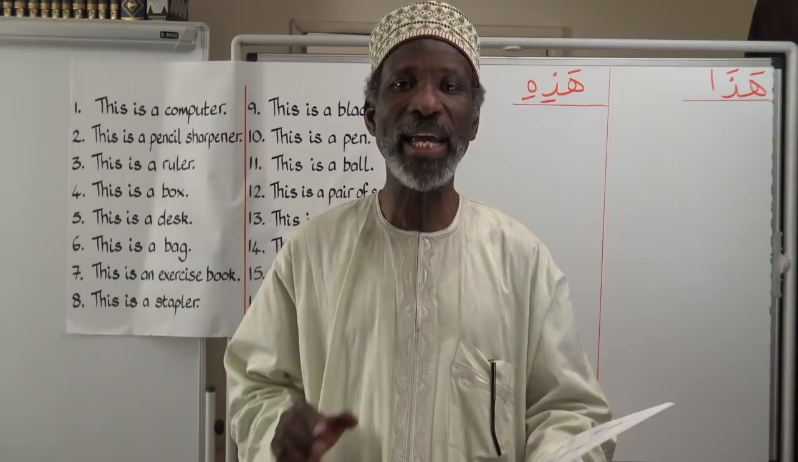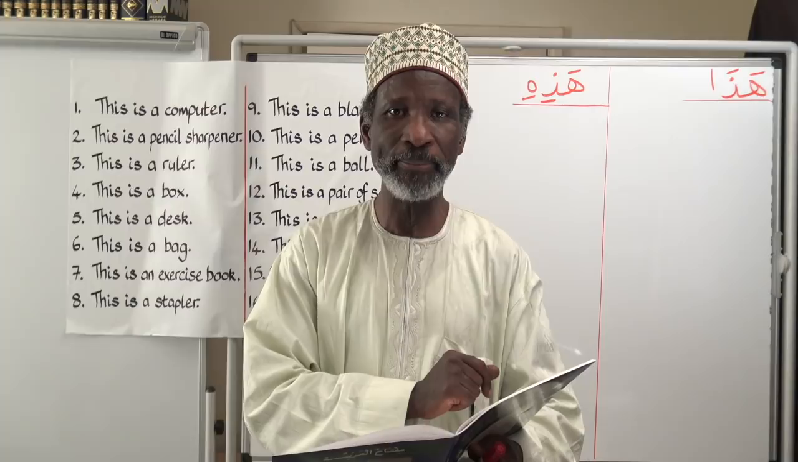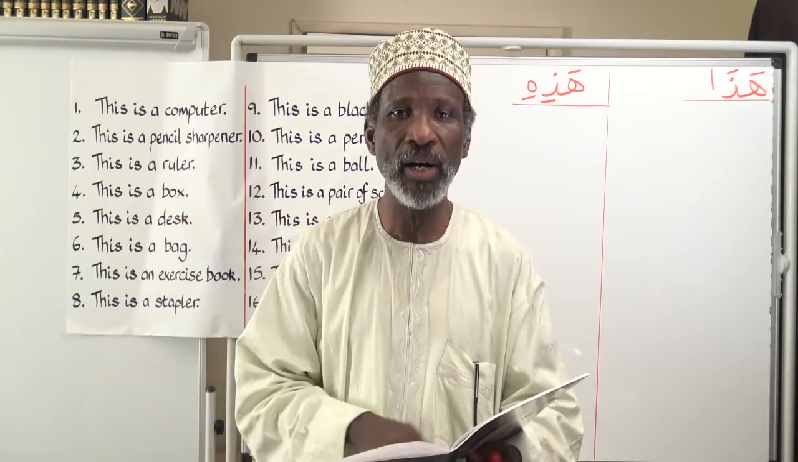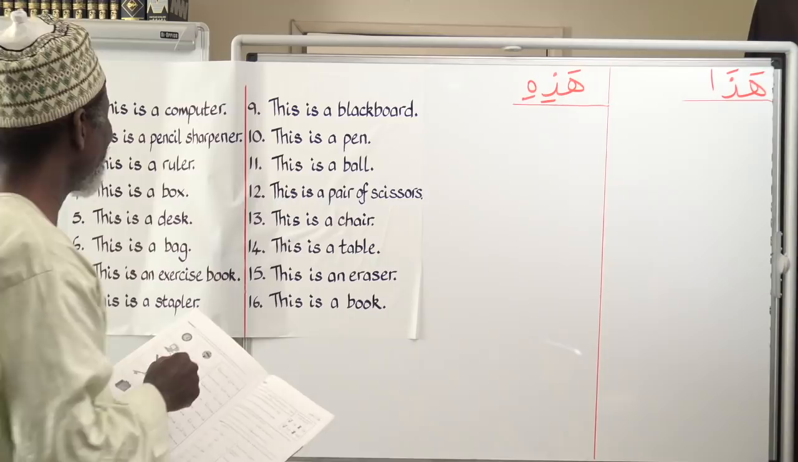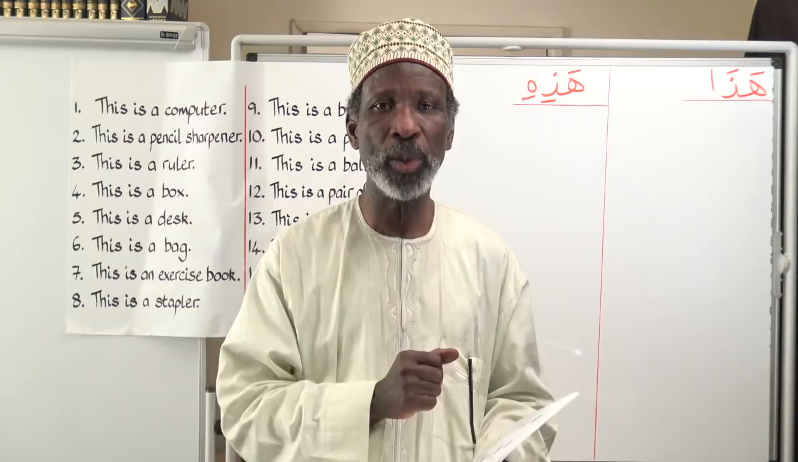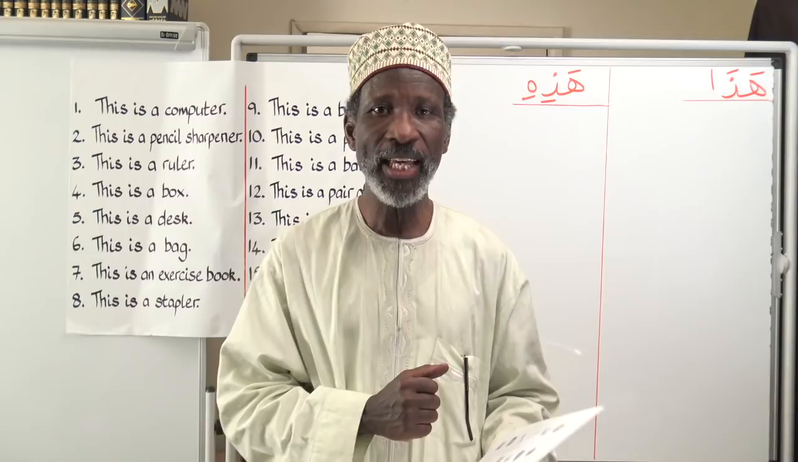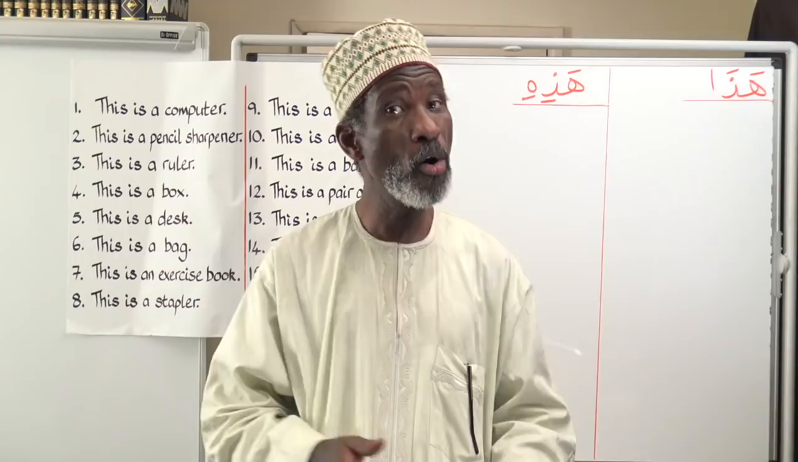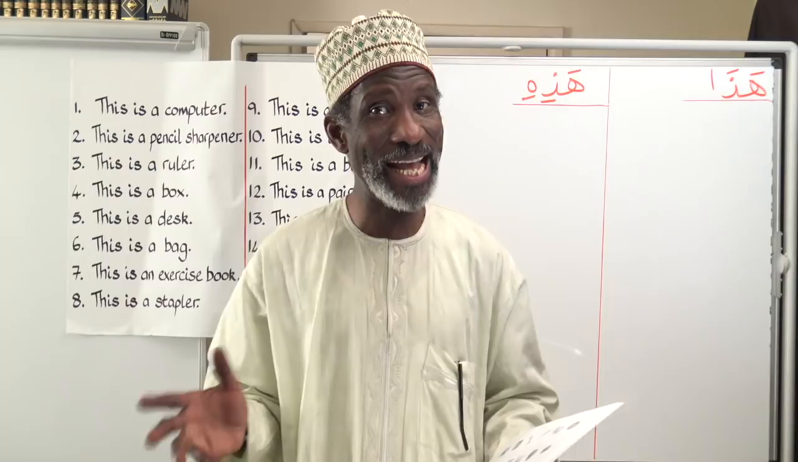Now let's see if we can translate these 16 sentences into Arabic using our vocabulary and putting in the correct form of the demonstrative pronoun, ismul ishara. Let's have a go. Number one: this is a computer. First, you need to remember the Arabic word for computer. Secondly, you need to remember whether it is mudhakkar or muannath, masculine or feminine. Thirdly, you use the correct form of "this is."